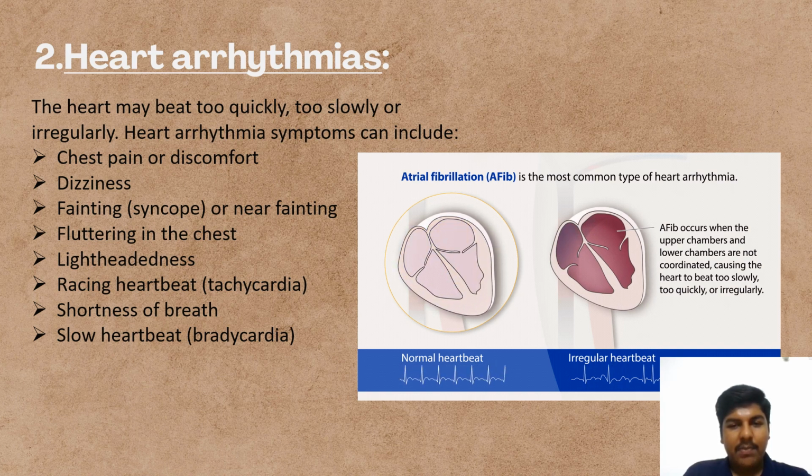As we can see in this picture, atrial fibrillation is the most common type of heart arrhythmia. On the left side, we can see the normal functioning of the heart and its heartbeat. On the right side, we can see the irregular heartbeat caused by this disease called heart arrhythmia. Atrial fibrillation occurs when the upper chambers and lower chambers are not coordinated, causing the heart to beat too slowly, too quickly, or irregularly. This explanation can be seen in the right side picture, the irregular heartbeat condition.